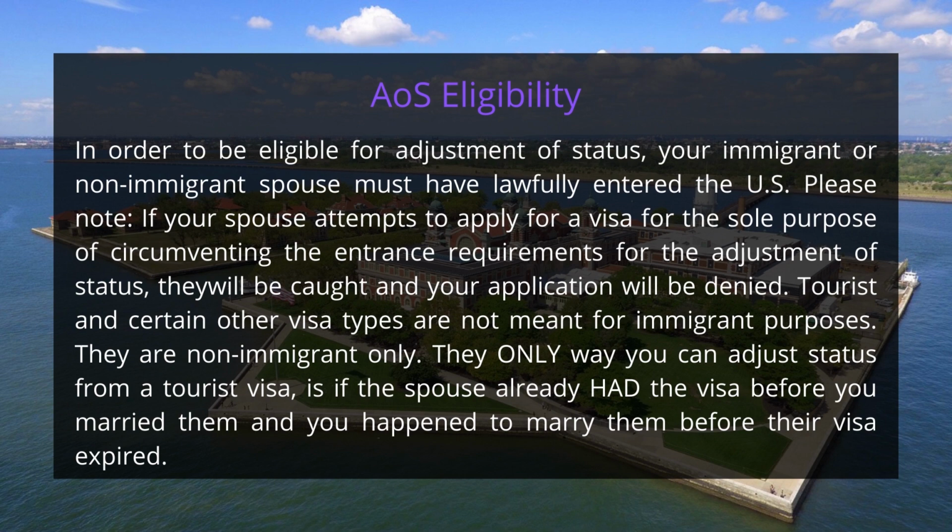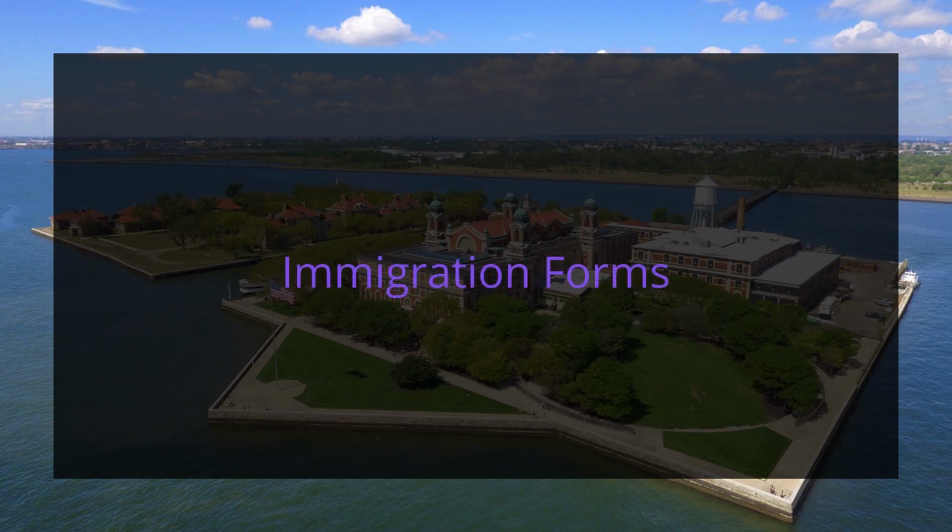Tourist and certain other visa types are not meant for immigration purposes. They are non-immigrant only. The only way you can adjust status from a tourist visa is if the spouse already had the visa before you married them and you happened to marry them before their visa expired.